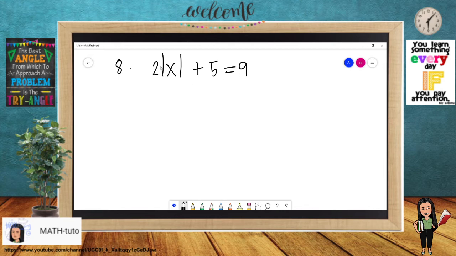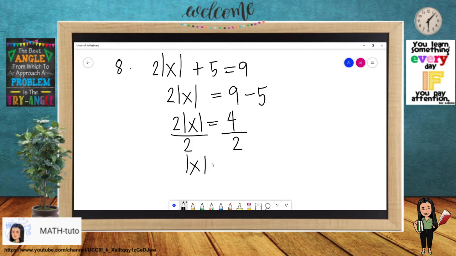So, dito, isolate muna natin yung absolute value. We have here 2 times absolute value of x, equal to 9 minus 5. Ito, applying addition property of equality. This will be moved on this side, positive na siya. 2 times absolute value of x is equal to 4. We will divide by 2.